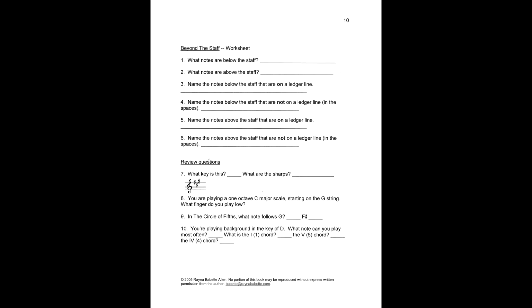And finally, question 10. You're playing background in the key of D. What note can you play most often? The note you can play most often is an A. And in the key of D, what is the 1 chord? The 1 chord is D. What is the 5 chord? 5 chord is A. And what is the 4 chord? And the 4 chord is G.